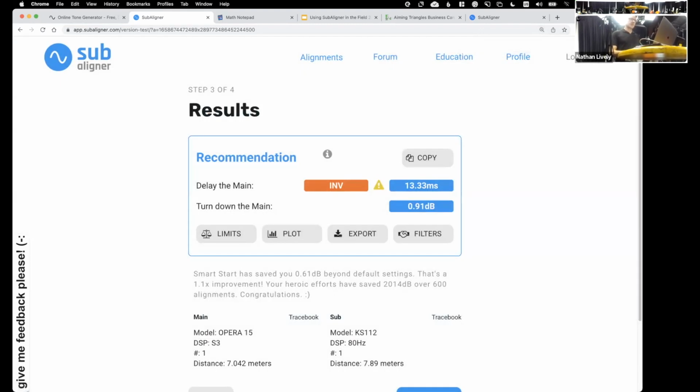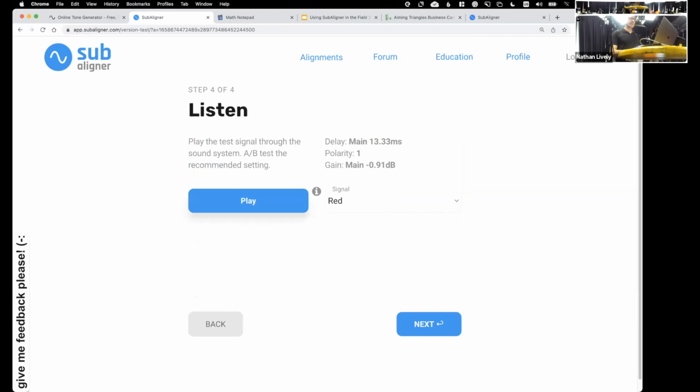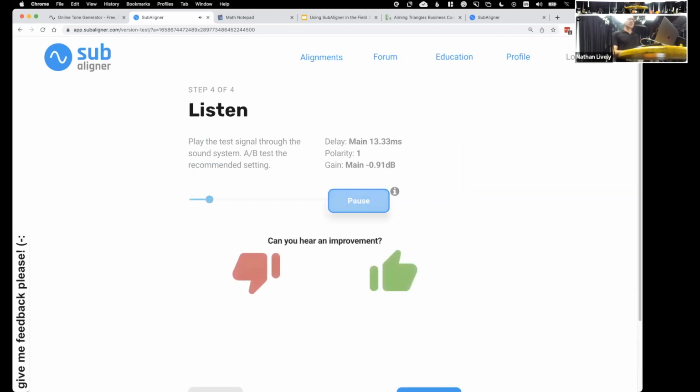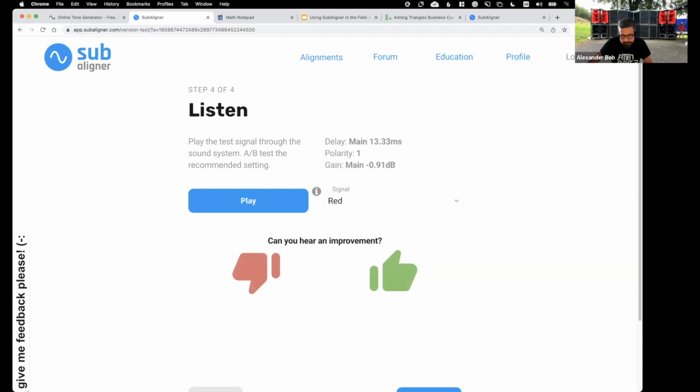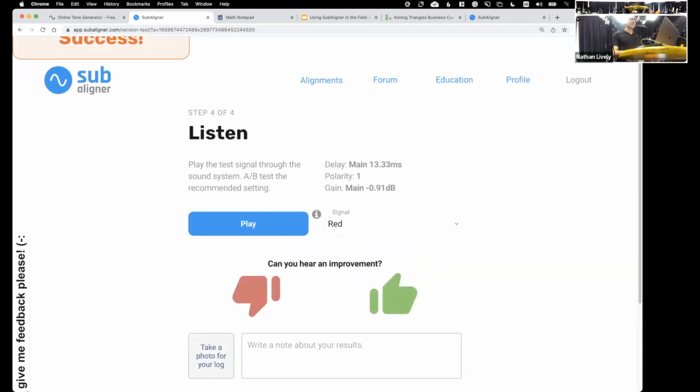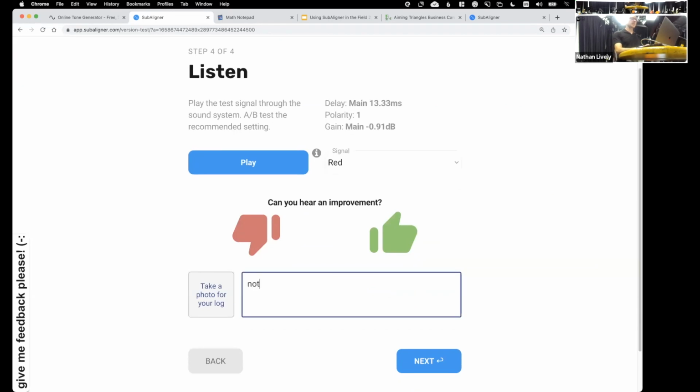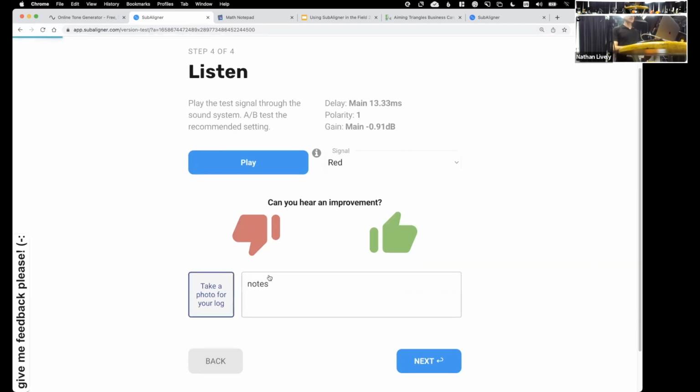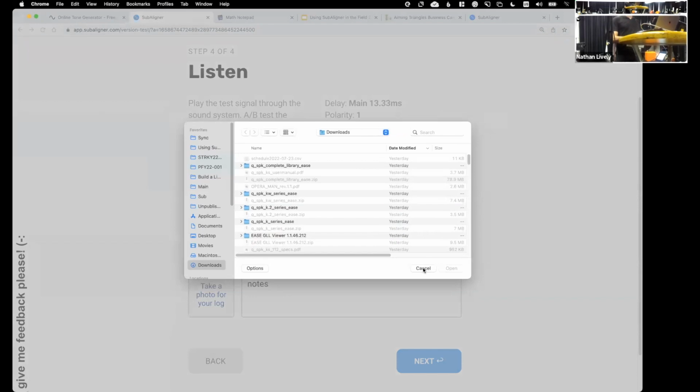And then the last part of SubAligner is that you have a listening test. So you play this test signal, which now is working, wasn't working earlier. And you listen to that in the system, hit the polarity inversion, see if you hear it cancel, see if it sounds good, and then maybe write some notes about it and maybe even upload a photo.